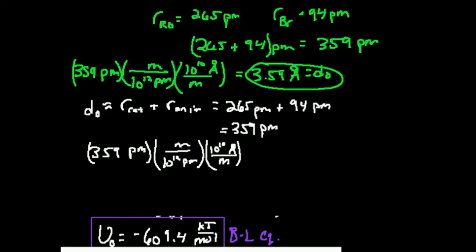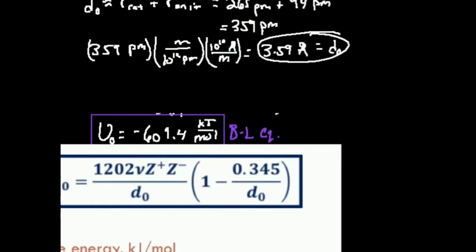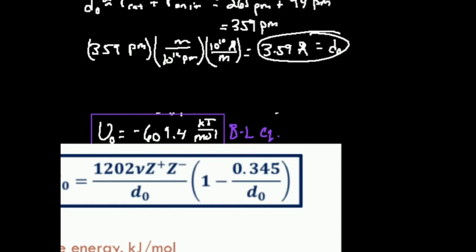So that ultimately means I'm going to divide the number of picometers by 100, and I get that this is going to be about 3.59 angstroms. And that's exactly what I got here. That's my D naught. Okay, that's the D naught I'm going to use in the Kapustinskii approximation.